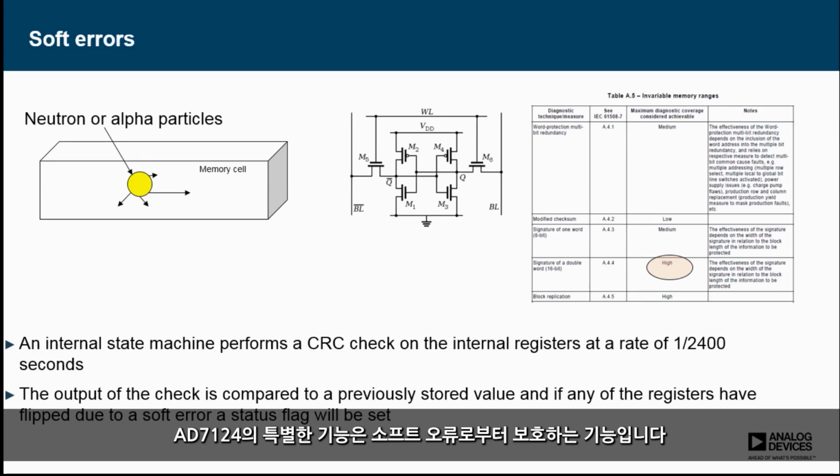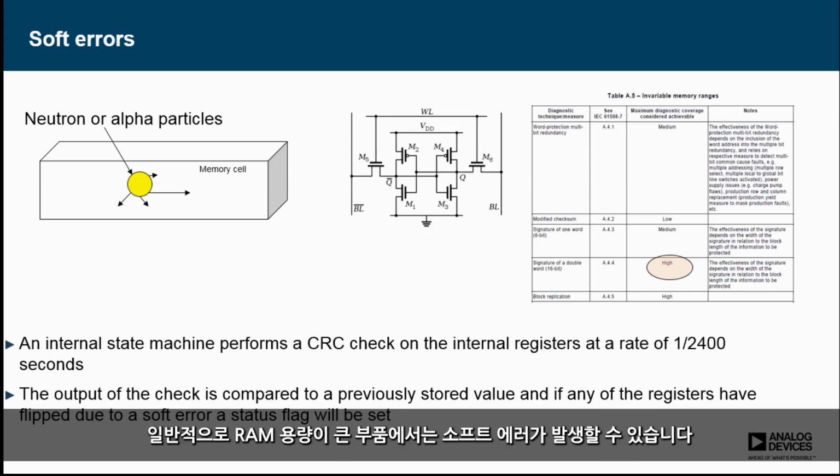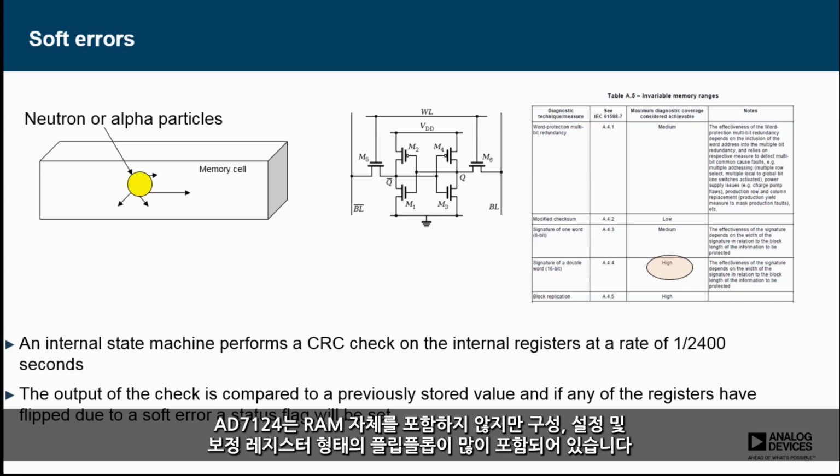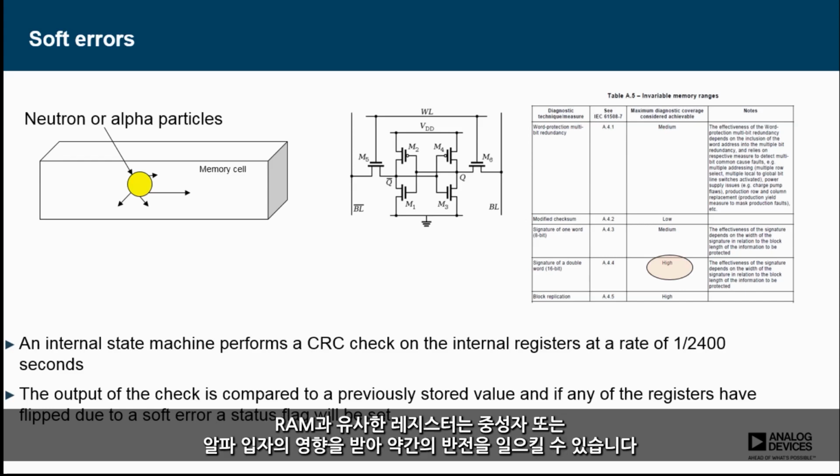An unusual feature on the AD7124 is something to protect against soft errors. Soft errors are typically seen as a concern on parts with a large amount of RAM. The AD7124 doesn't include any RAM per se, but it does contain a number of flip-flops in the form of configuration, setup and calibration registers. These registers, similar to RAM, can be influenced by neutron or alpha particles and cause a bit to flip.